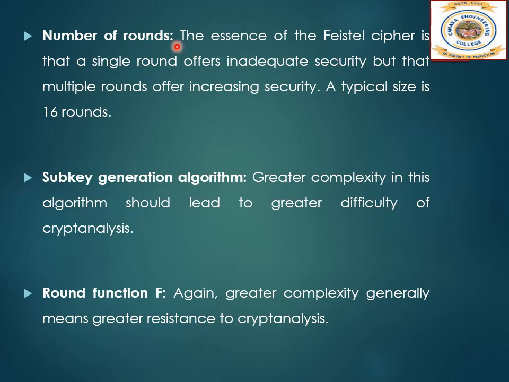Next is the number of rounds. The essence of the Feistel cipher is that a single round offers inadequate security, but that multiple rounds offer increasing security. A typical size is 16 rounds. Next is subkey generation algorithms. Greater complexity in this algorithm should lead to greater difficulty of cryptanalysis. So here for 16 rounds we have 16 subkeys. So every time a new subkey is generated.